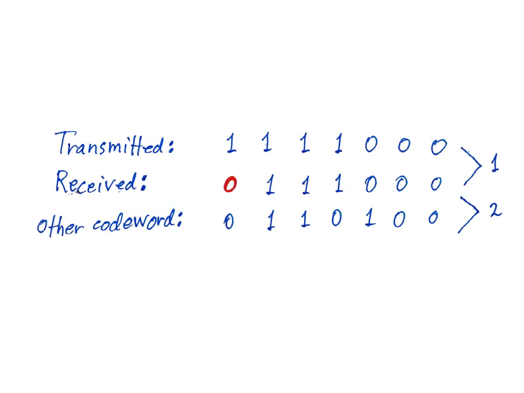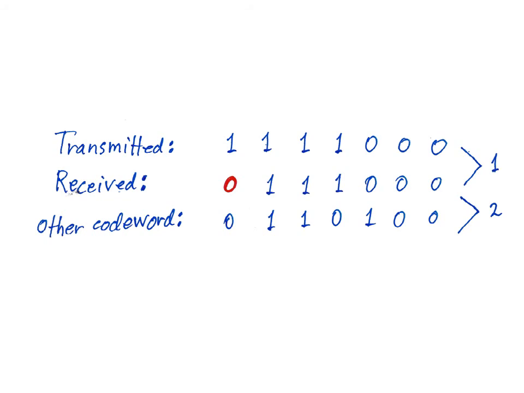Here's an example of a transmitted code word that had the first 4 bits equal to 1 and the last 3 equal to 0. At the receiver, the first bit of that string was incorrectly received. I put that in red. That's a 0. Notice that it has Hamming distance 1 from the original valid transmitted code word.